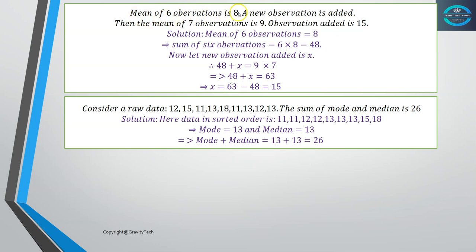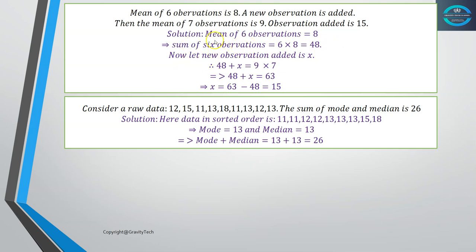Mean of 6 observations is 8. So mean means what? Addition of all those 6 observations upon 6 will give you 8, right? So the mean of 6 observations is 8, which means the sum of all 6 observations will be 6 into 8, which is 48. Correct. So that gives you the sum of 6 observations.